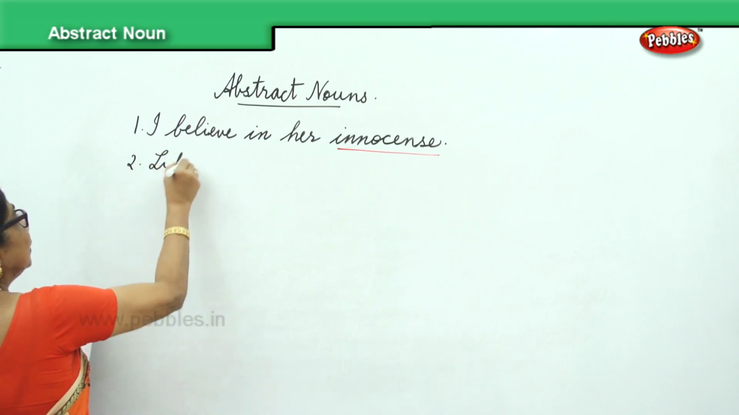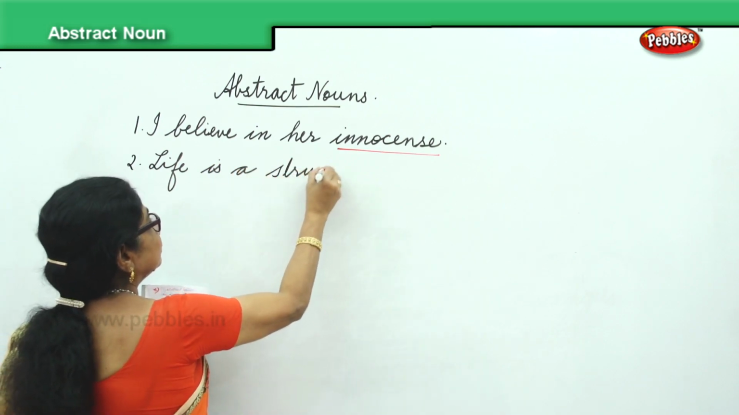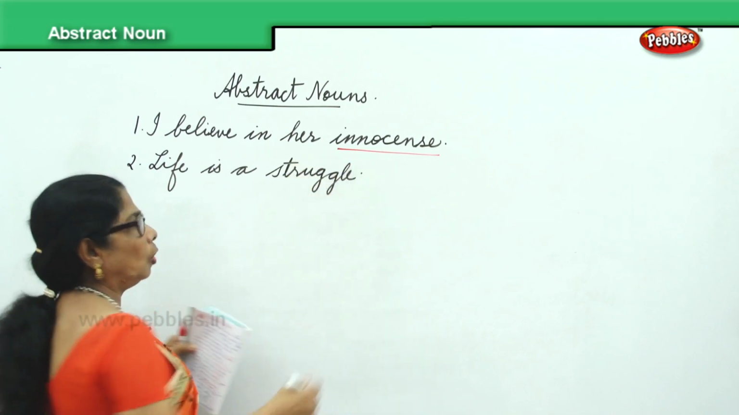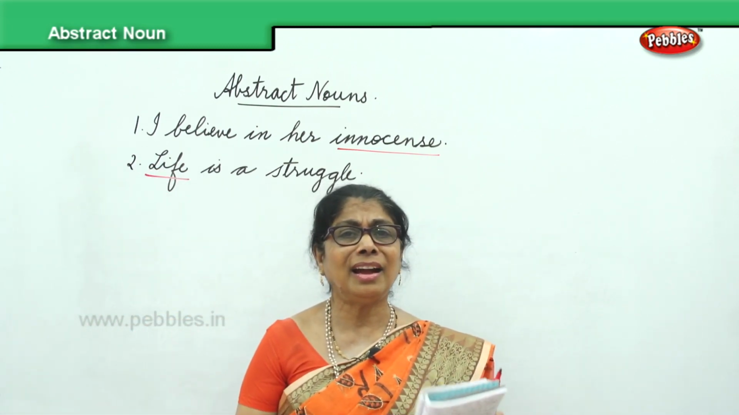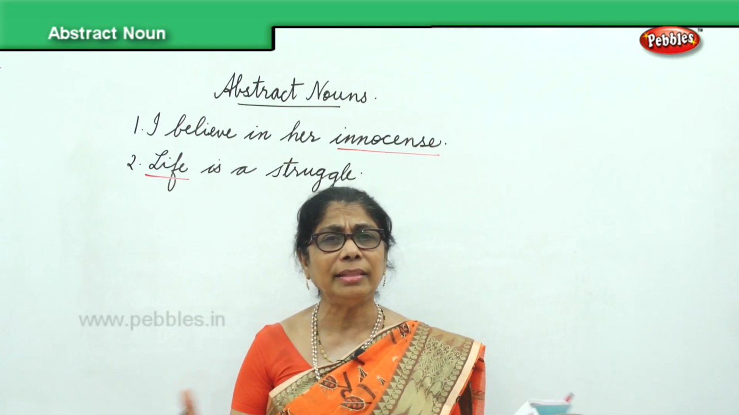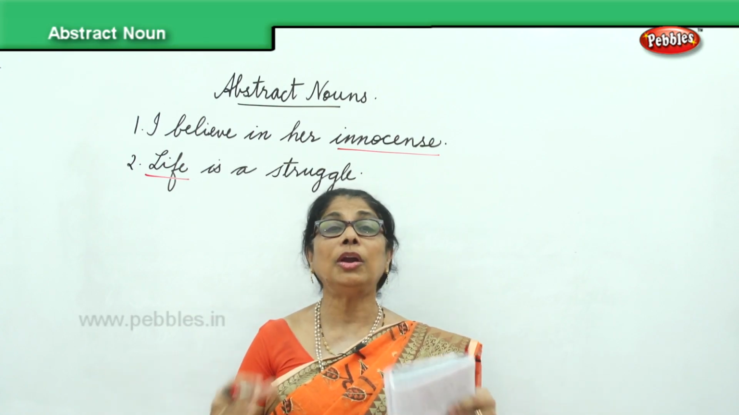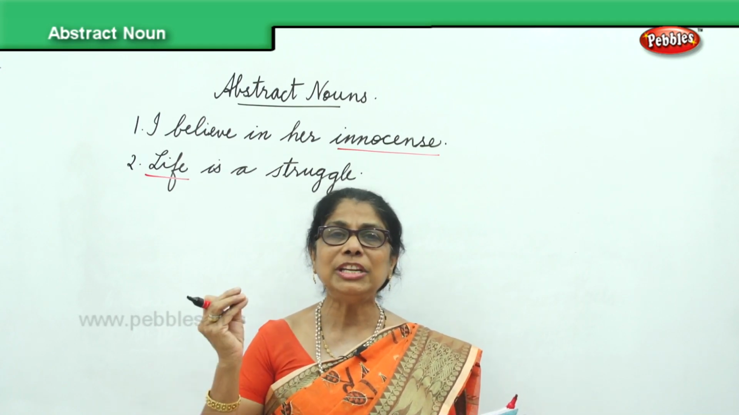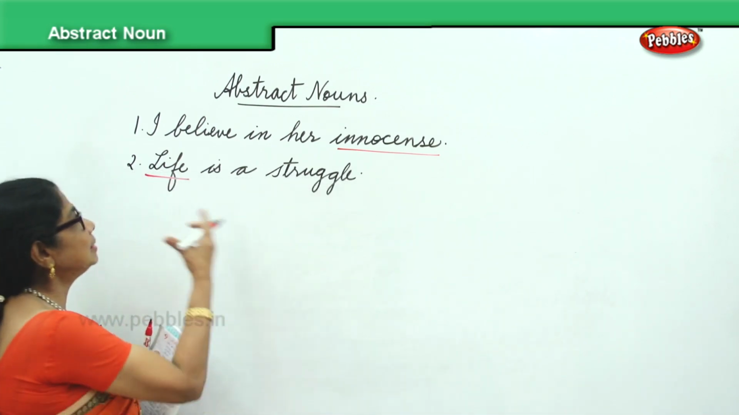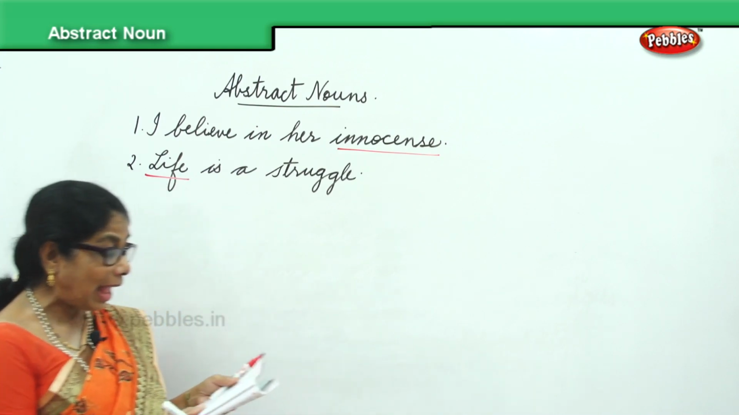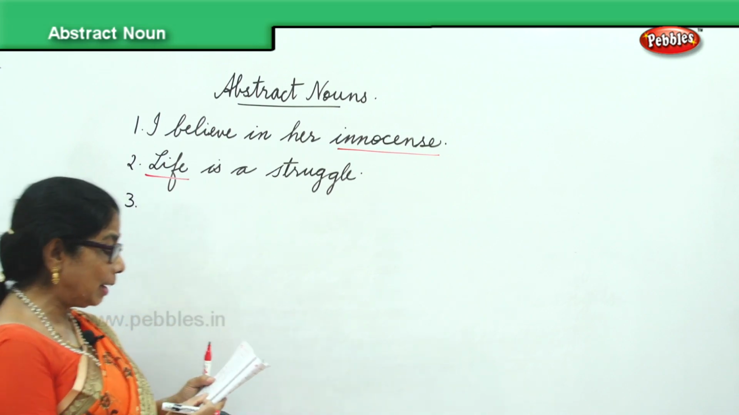Life is a struggle. Long life, short life, difficult life, easy life. What do you mean life? Our day to day, getting up, doing things, working, going here and there, working for our money, working for our food. Life, in totality, can you feel life? Can you touch life? You can only speak about it. It is something abstract. It's not concrete. So innocence, life, all these are abstract nouns. When you do more practice, more sentences, you will understand better.